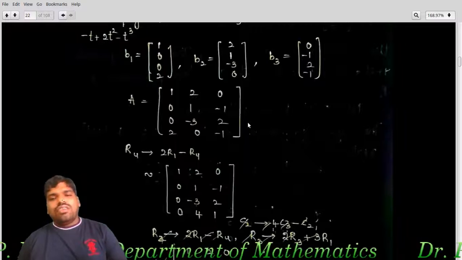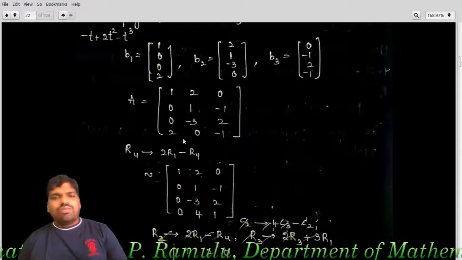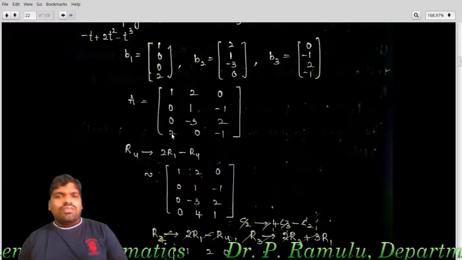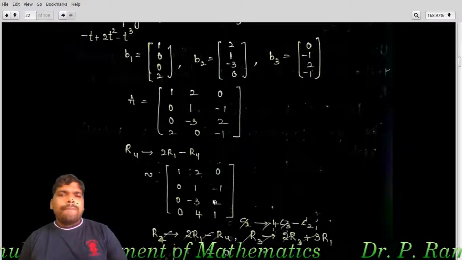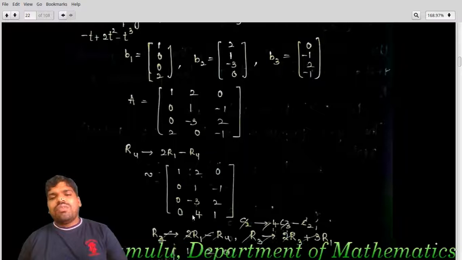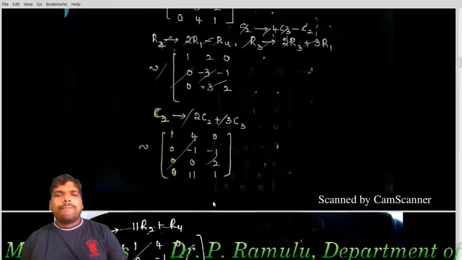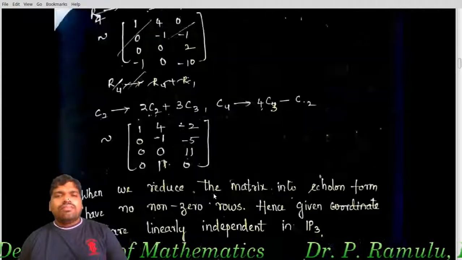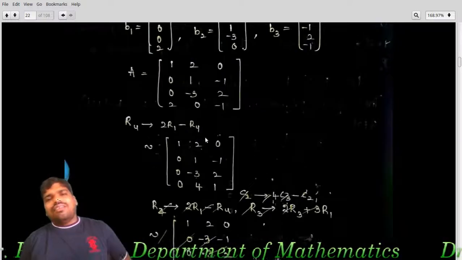R4 implies R4 minus 2 R1 simply. R4 minus 2 R1. Then what happened here? This will be 0. This will be 0. Here 2 R1 gives 0, and that is equal to minus 1. If you use this, you will get minus 1 here. You can use another way also, R4 minus 2 R1 equals minus 4. The simple method is what you do.